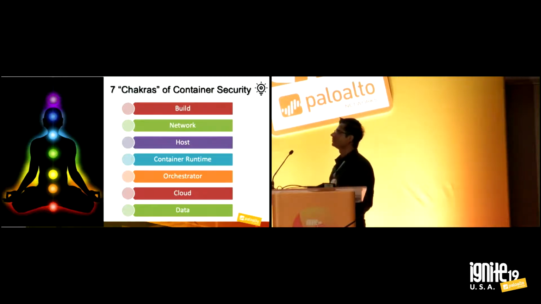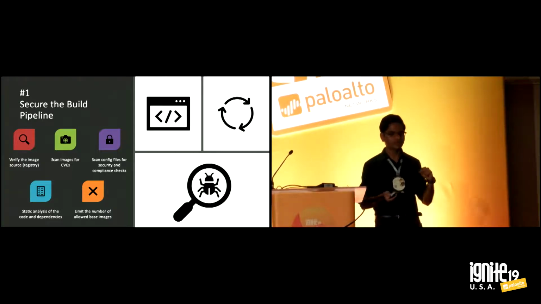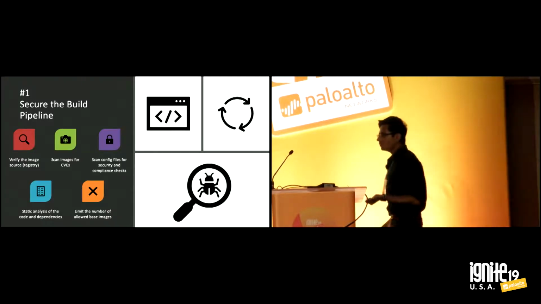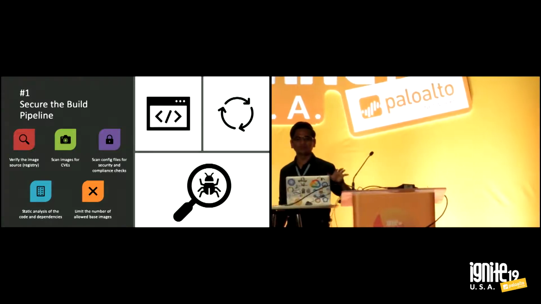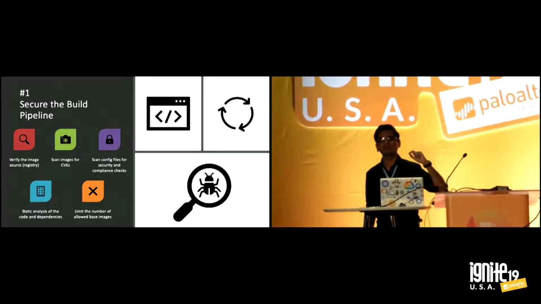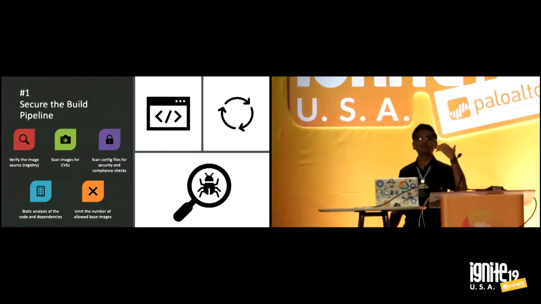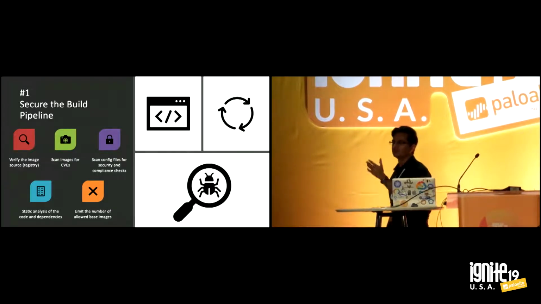It's very confusing. So let's look at some specifics of what to do and what not to do. So first one is securing the build pipeline. These are the 5 recommendations. Verify the image source. There are several projects that you can use to verify that this image you're pulling in is actually, in fact, coming from this repository.